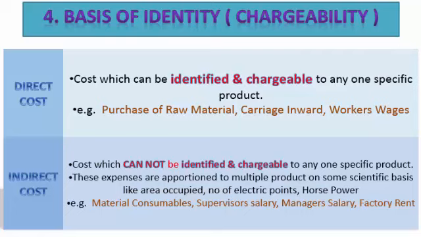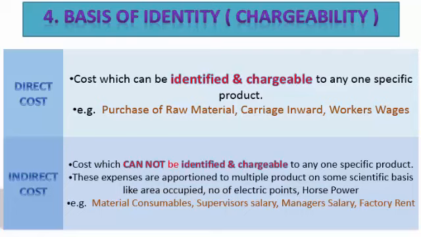Now something which is not direct will automatically become indirect, but we definitely have to understand the logic of indirect also. Indirect cost is a cost which cannot be identified and chargeable to any one specific product. So when we are spending expenses, we cannot say that I am spending for manufacturing finished goods X or finished goods Y.